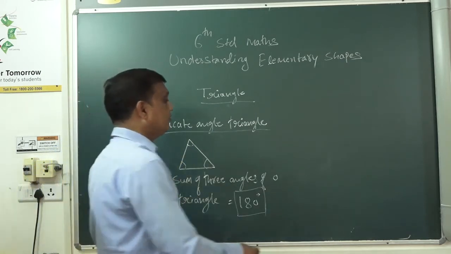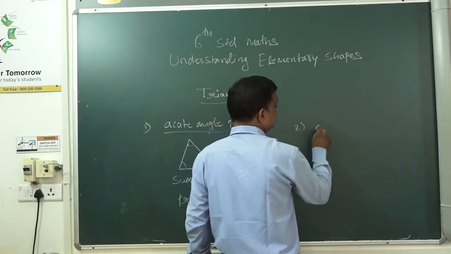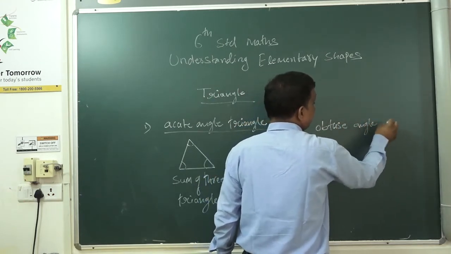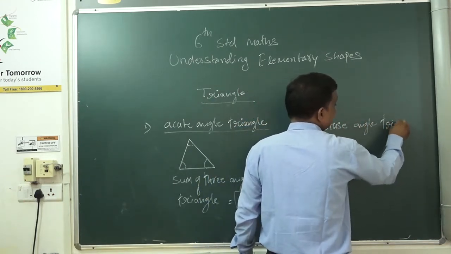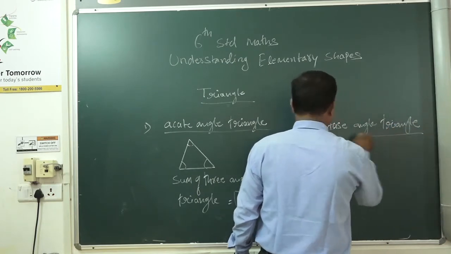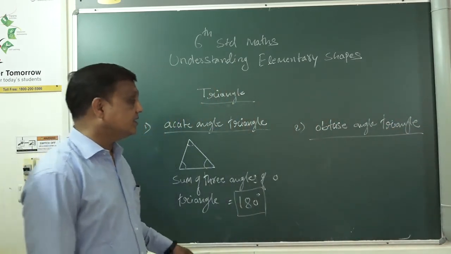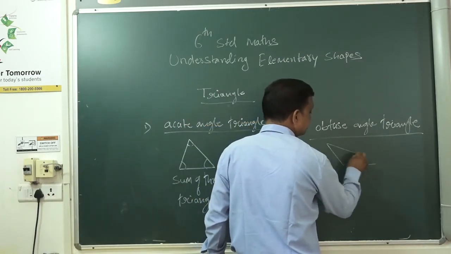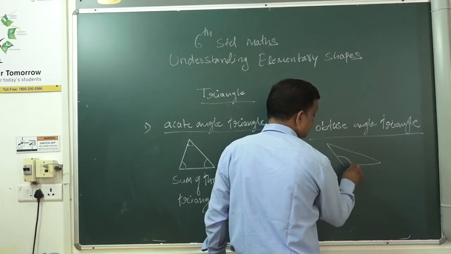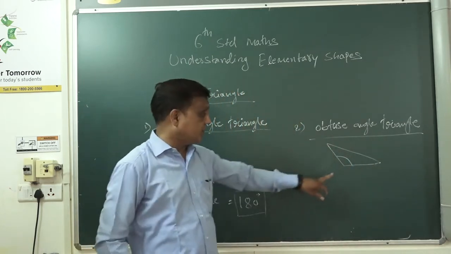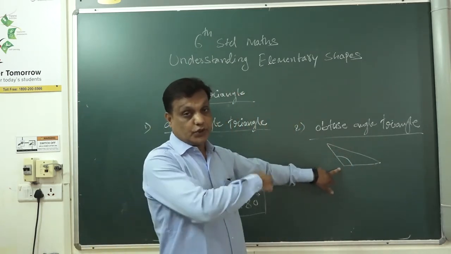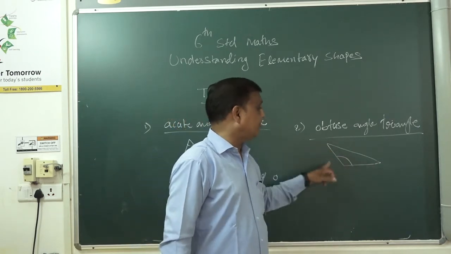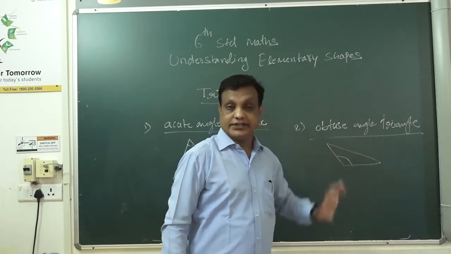Now the second one, we are going towards the obtuse angle triangle. Now what is this obtuse angle triangle? In the given triangle, one angle is more than 90 degrees. Any one angle. So this angle is more than 90 degrees. It is an obtuse angle. As I showed before, it is an obtuse angle. So one angle is obtuse, so that type of triangle is an obtuse angle triangle.